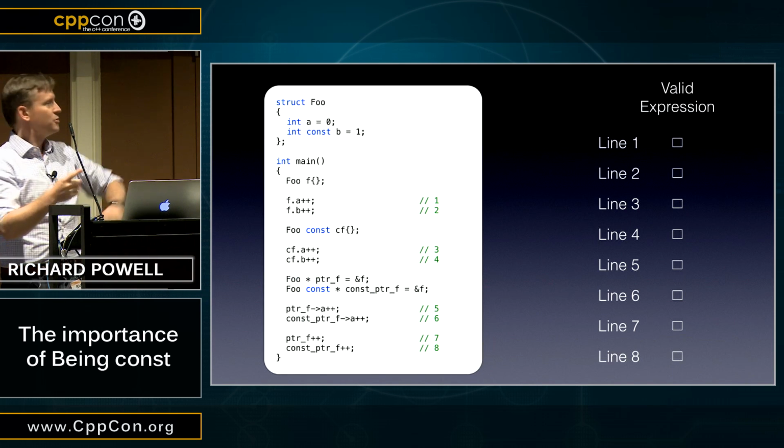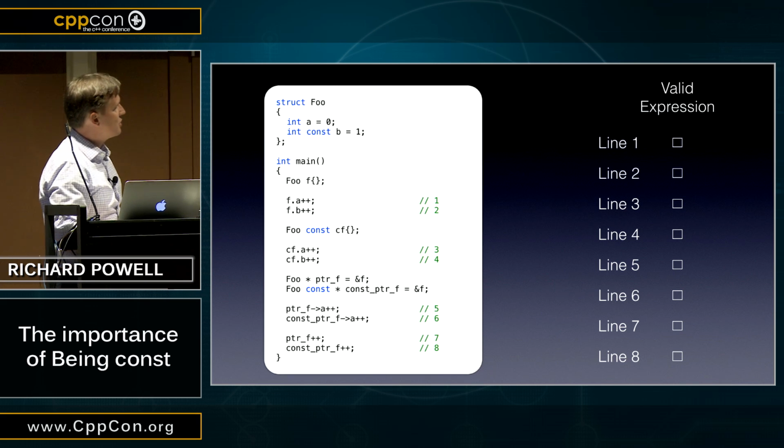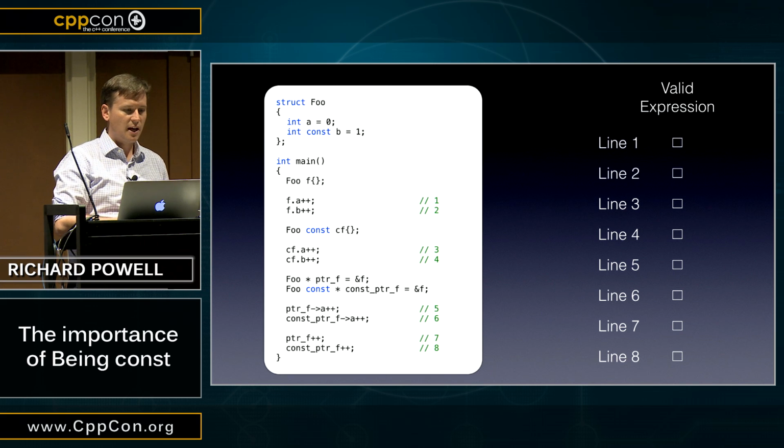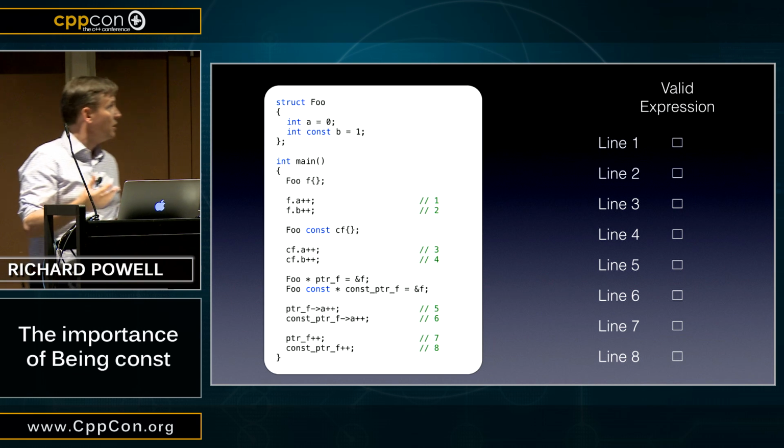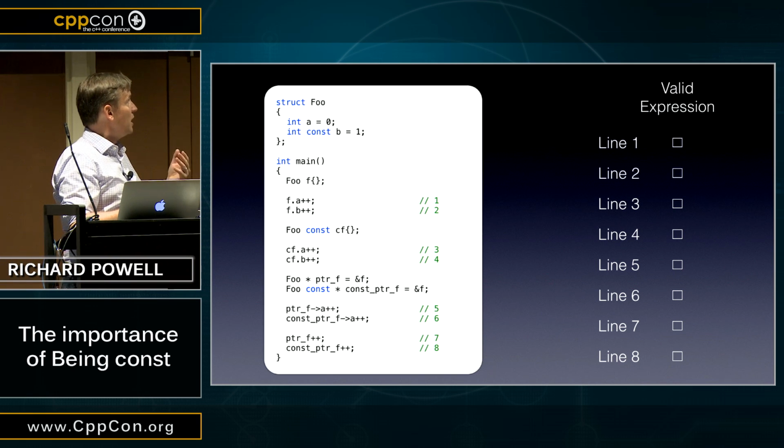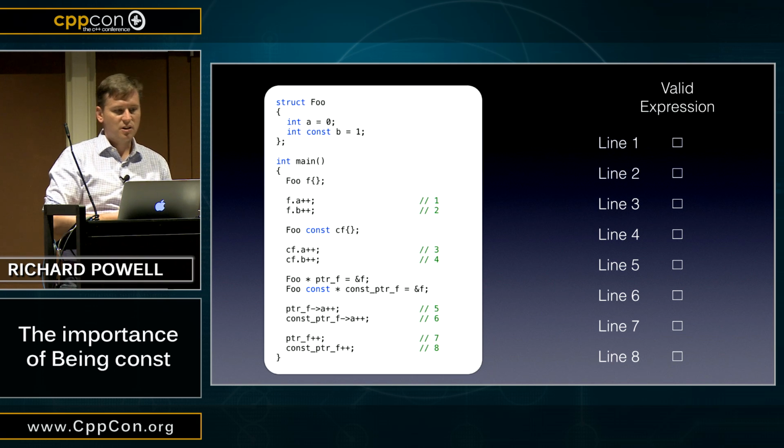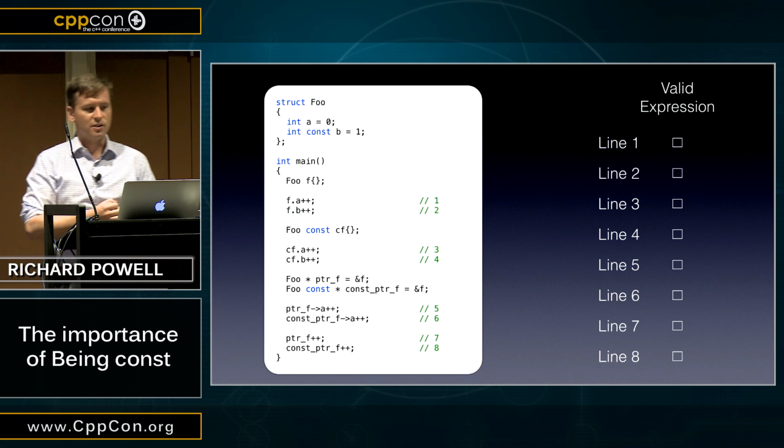So let's go, we'll do our little exercise again. What I'm going to do now is just a slight change. I am going to create a foo struct, and inside of it is going to have an A and a B object, and A is an int and B is a constant. So let's do that again.